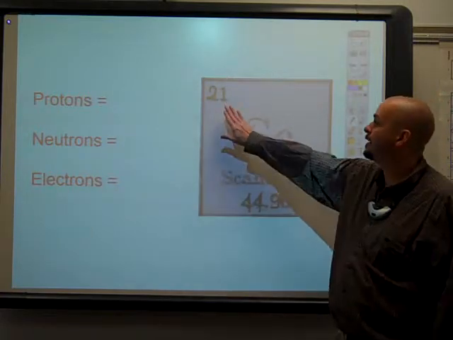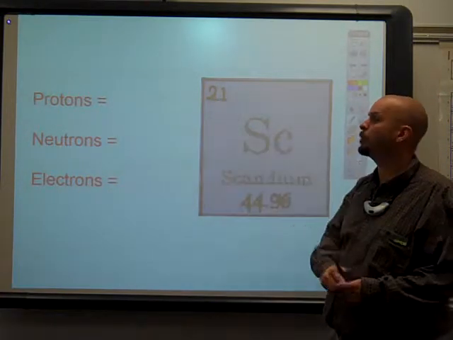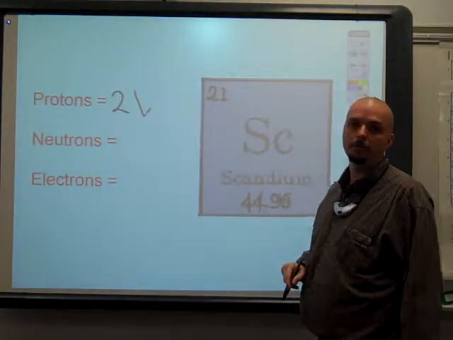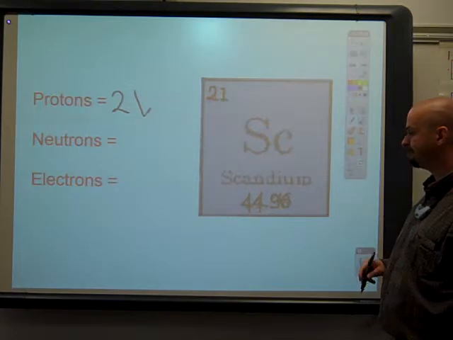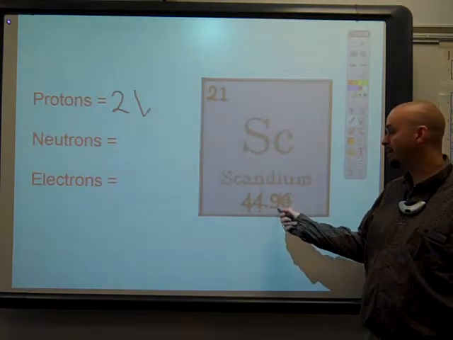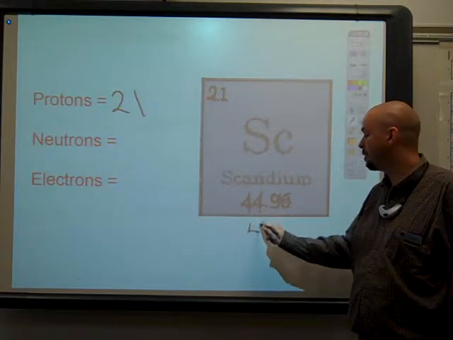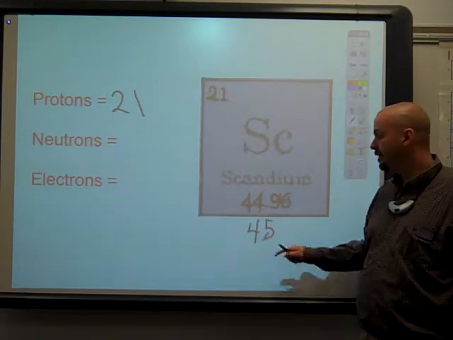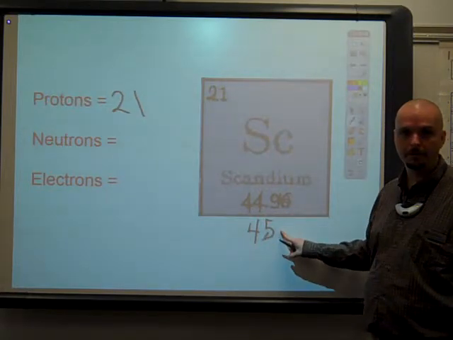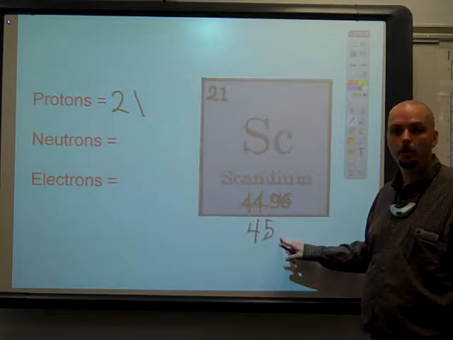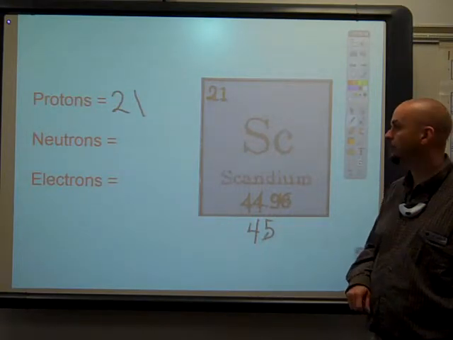We want to know how many protons scandium has. For that, we look at the atomic number. The atomic number is 21. That tells us there are 21 protons. We look down here to our mass. The mass of this, rounded to a whole number, is 45. This is the total number of particles in the nucleus. Scandium has 45 total particles in its nucleus.